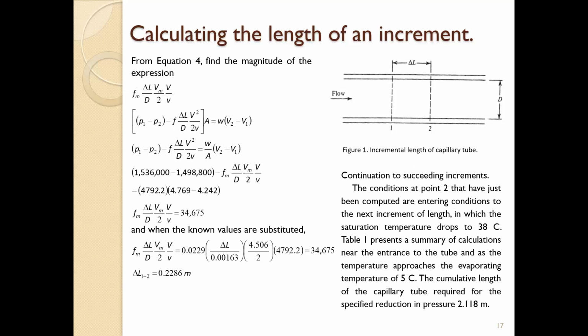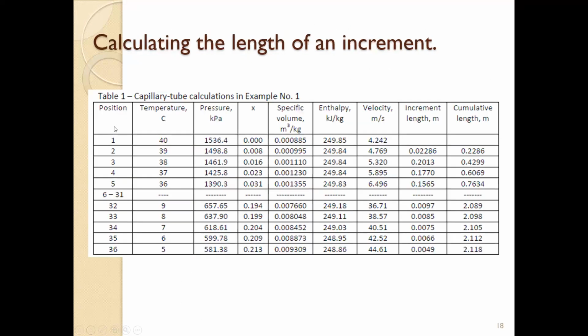In which the saturation drops to 38 C. So 39 to 38. Table 1 presents a summary of calculations near the entrance to the tube, as the temperature approaches the evaporating temperature of 5 C. Computerize this. The cumulative length of the capillary tube required for the specified reduction in pressure is 2.118 meter. So this is 1 to 2.